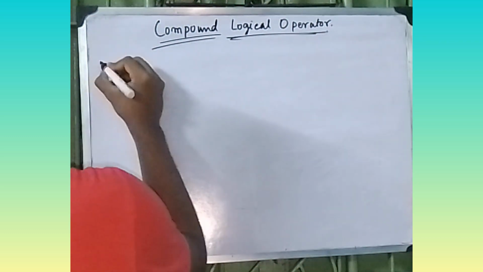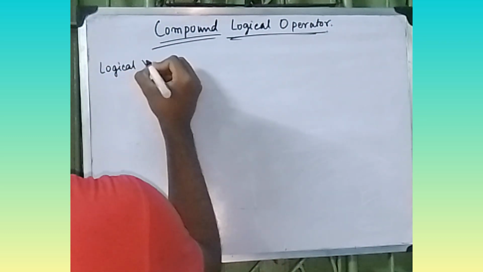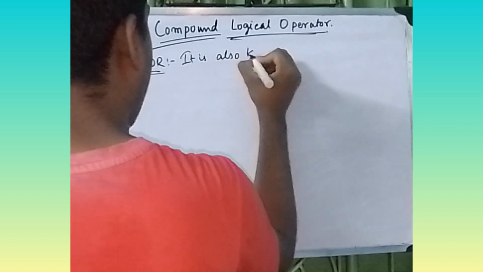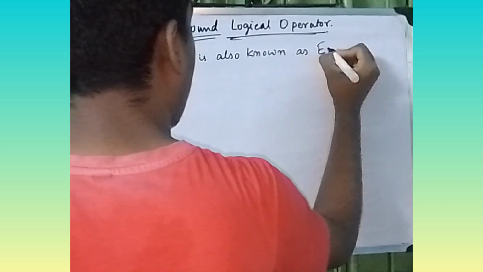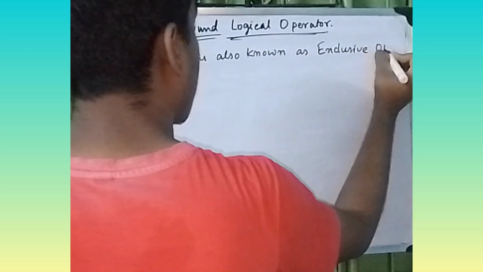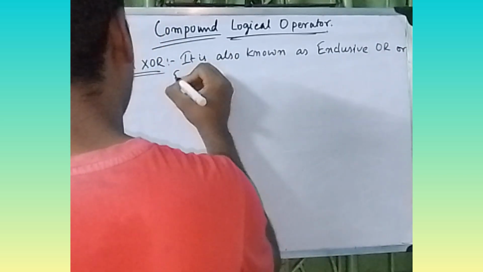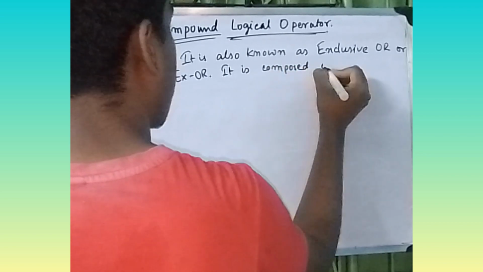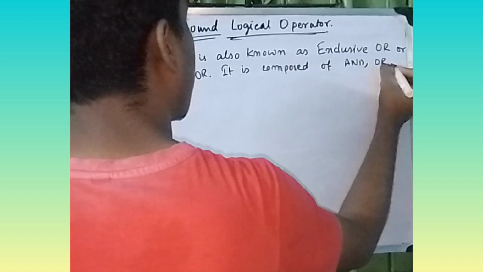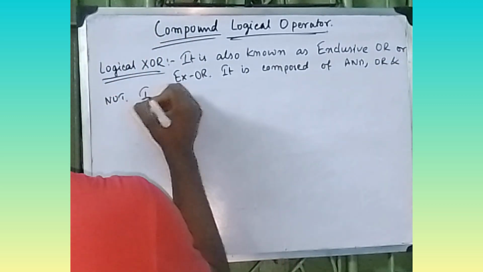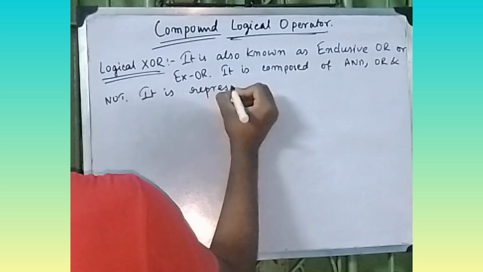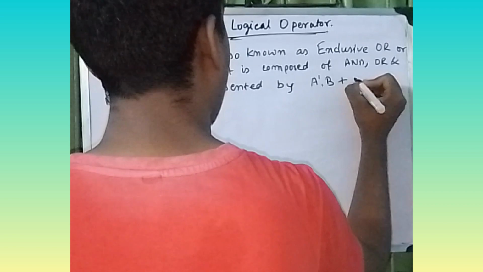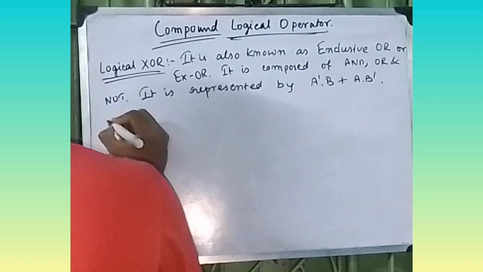Now let's move on to our next logical gate, that is the logical XOR gate. This operation is the short form of exclusive OR or XOR. The logical XOR expression is formed by using a combination of all 3 fundamental operators AND, OR and NOT. This particular gate will be represented by A complement dot B plus A dot B complement.